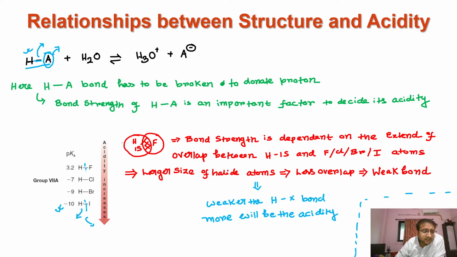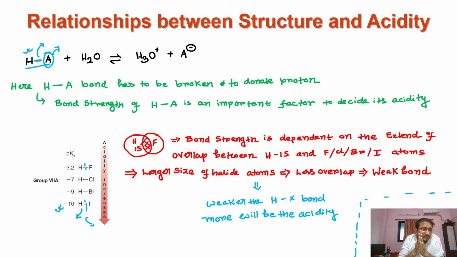The reason is that the extent of overlap between any two atoms depends upon their size. If the sizes of these two atoms are almost similar, then they can easily overlap with each other, so the bond that is formed will be much stronger. On the other hand, if one atom has a very tiny size and another has a very large size, there will be a severe mismatch between the sizes of these atoms, so the extent of overlap between them will be much less.